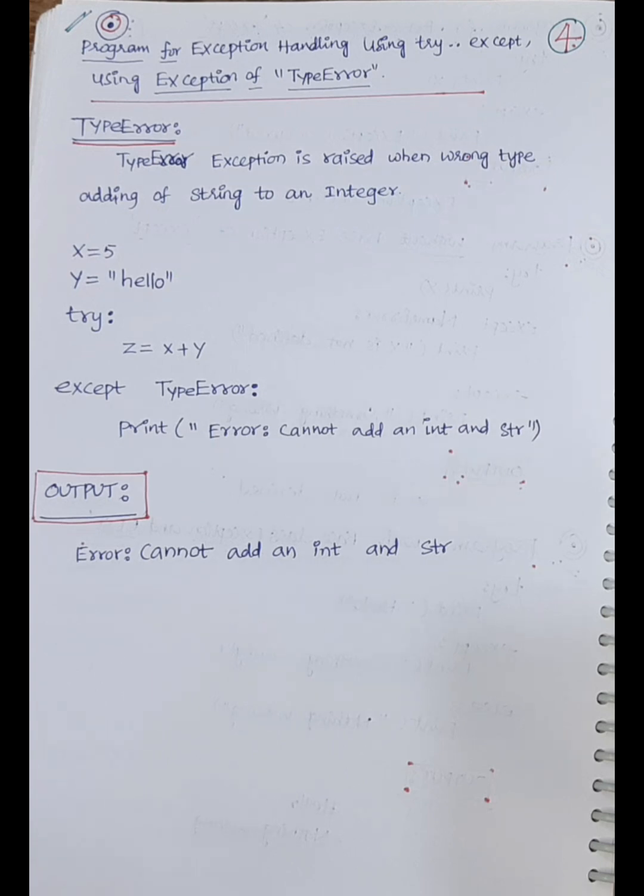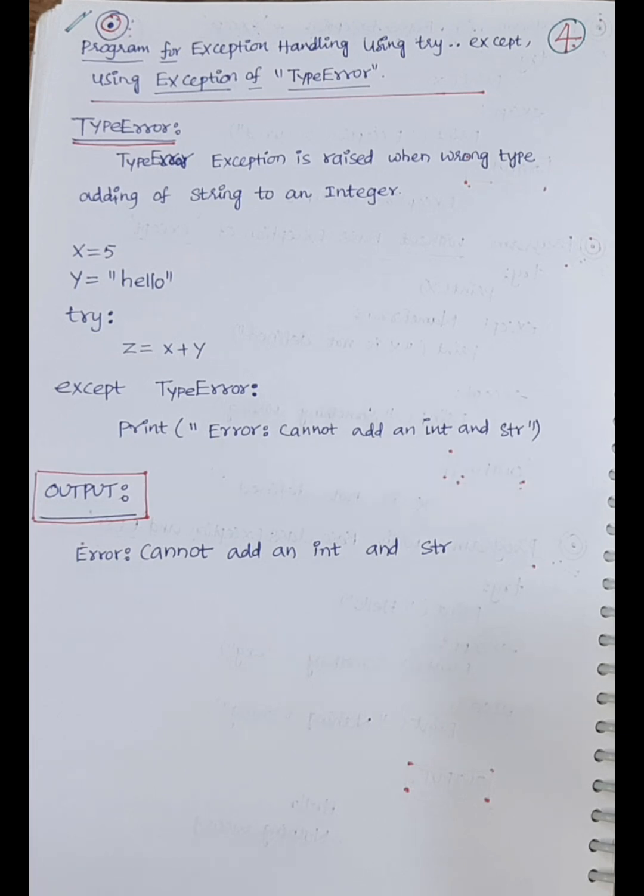Here we are using the exception of type error, that is, except TypeError. It is suited for this program, that's why we are using it. Without TypeError also we can write in the except, that is the base exception. But here we have a built-in exception, that's why I'm using TypeError. Under the except TypeError exception, we are writing in the print: error cannot add an int and string.